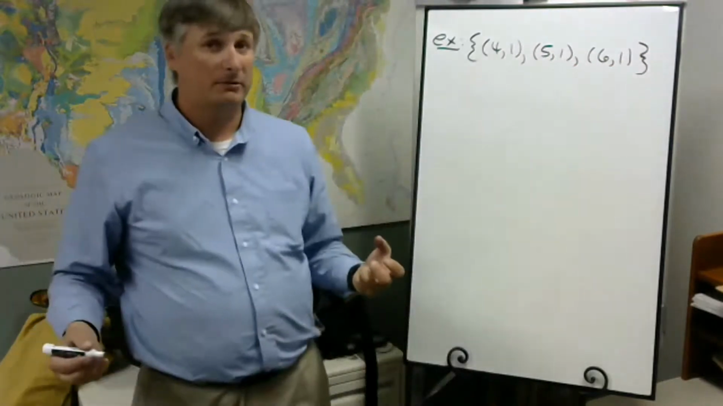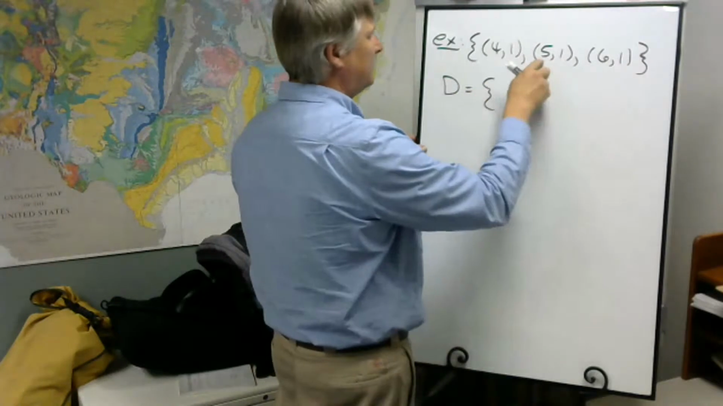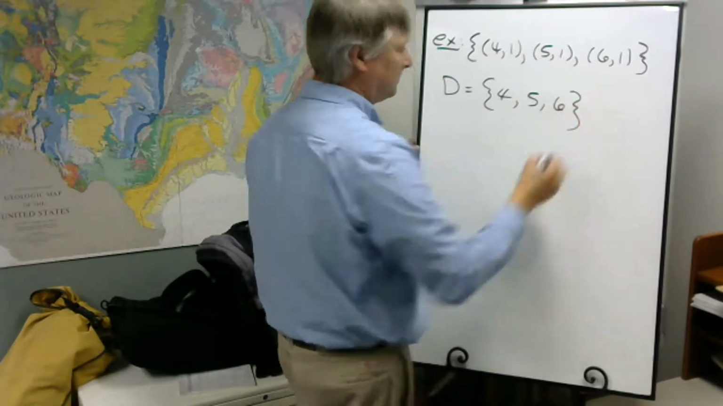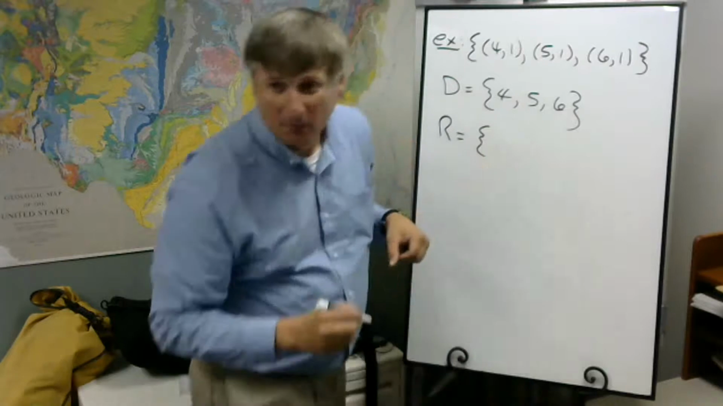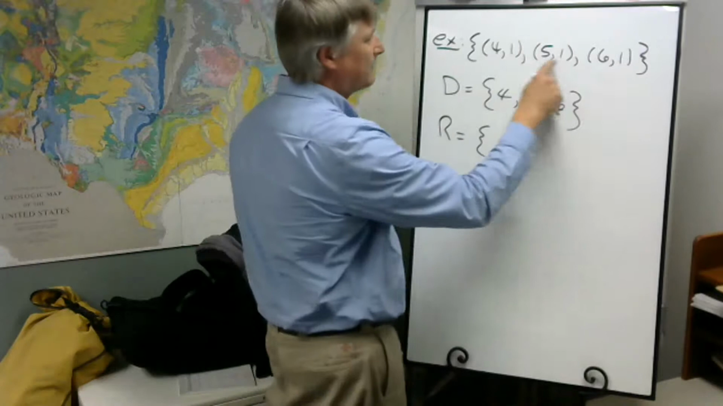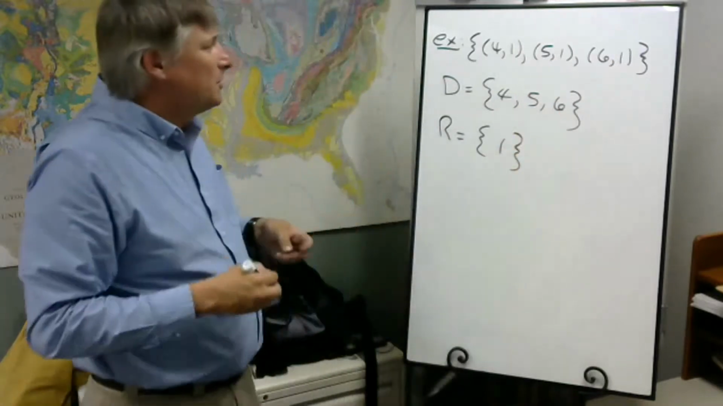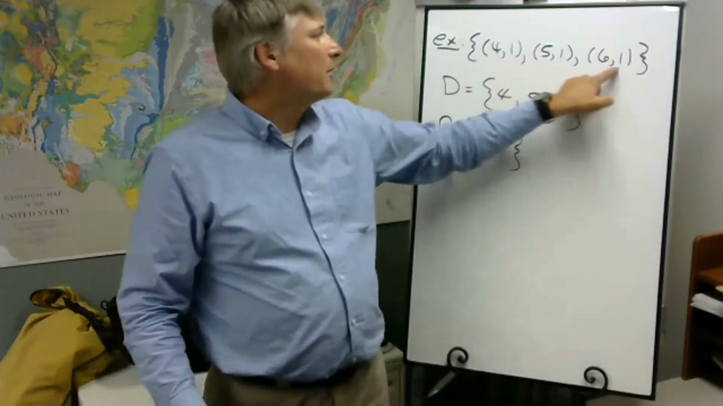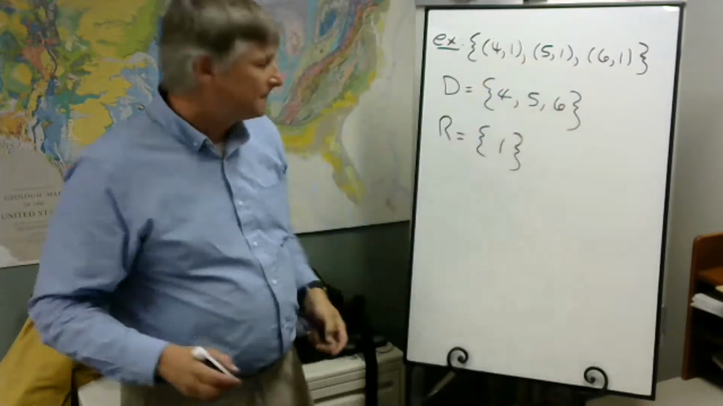So again, let's look for domain and range. So domain, it's all the inputs. So we have 4, 5, and 6, all the types of inputs. And then for range, what we're looking for is, well, what's the type of output? There's only one type of output, and that's the number 1. All right. So is this a function? Well, it is. Yes, the range values are repeated, but that's okay. The domain, they're not repeated.